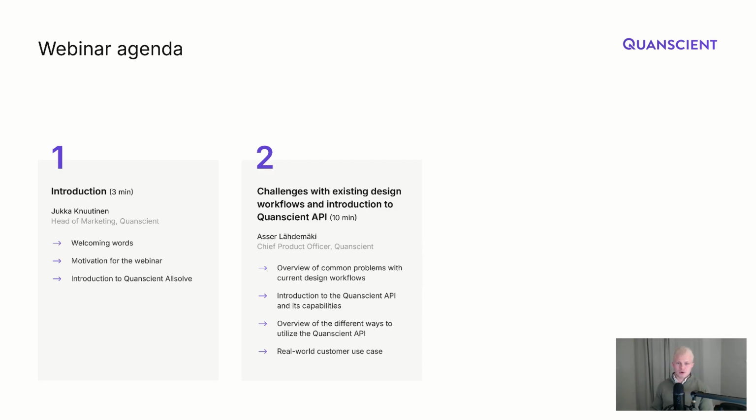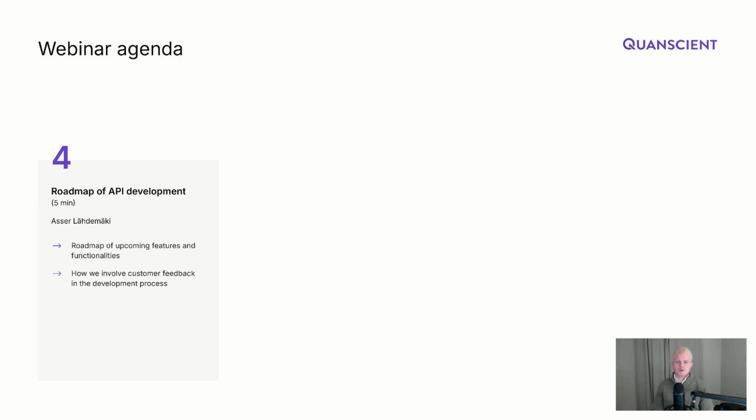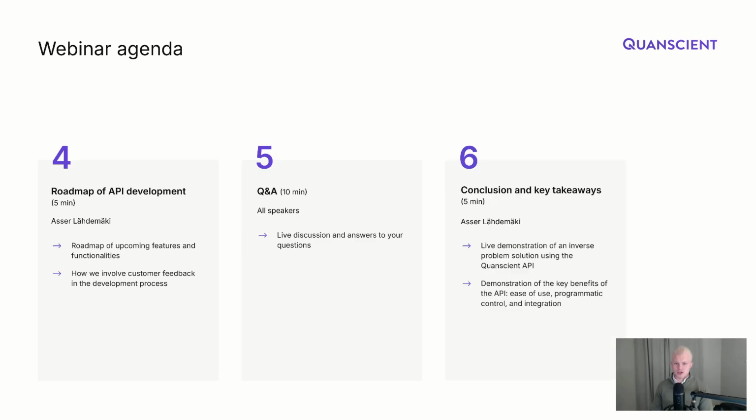After presenting a real-world example from one of our customers, we'll dive into a live demo of the API, where we solve an inverse problem solution and basically demonstrate the key benefits that are the ease of use, programmatic control of simulations, and integration capabilities. After that, Aser will present the roadmap of the API development and let you in on how we involve the feedback we get from our customers in the development process, followed up by a Q&A section, and finally the conclusion and key takeaways at the end. If that sounds good to everyone, let's get right into why we're here today.